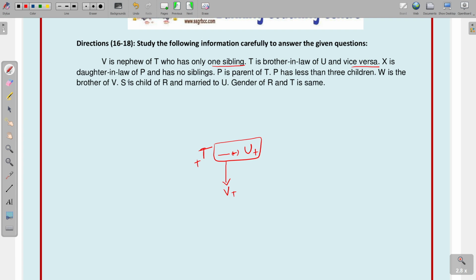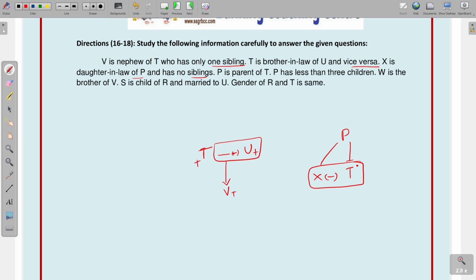Next, X is the daughter-in-law of P and has no siblings. X is the daughter-in-law of P. Okay, and next, P is the parent of T. So P is the parent of T. So this X and T both are maybe married. Let's see going ahead. Also, P has less than 3 children.